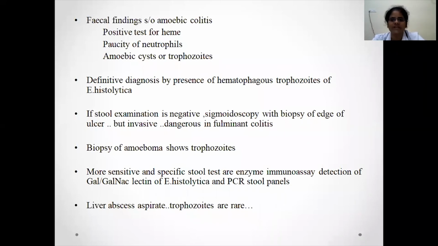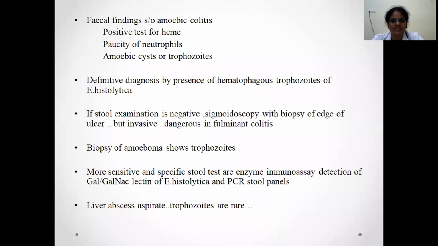If a patient is having severe amoebic colitis, then there will not be any time for encystation of these trophozoites. So sometimes the trophozoites can be directly seen in the stool sample. These trophozoites are susceptible to water contact or drying. They will die. The presence of hematophagous trophozoites of Entamoeba histolytica is the definitive diagnosis.